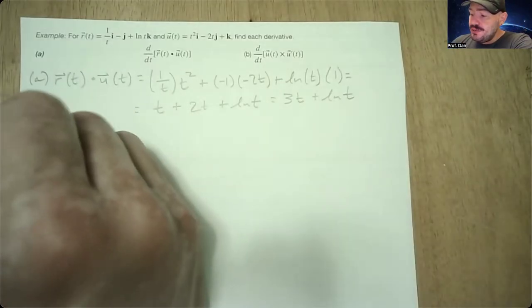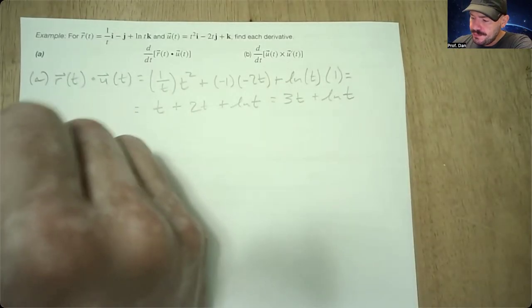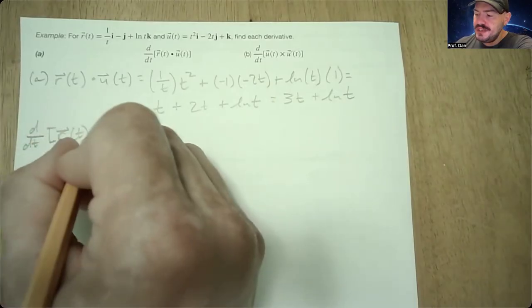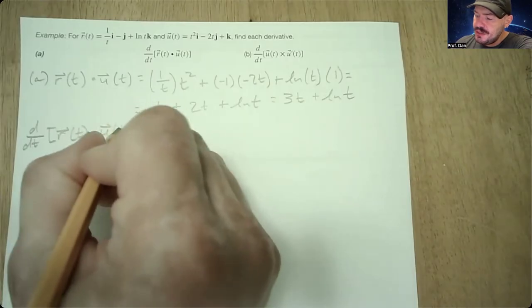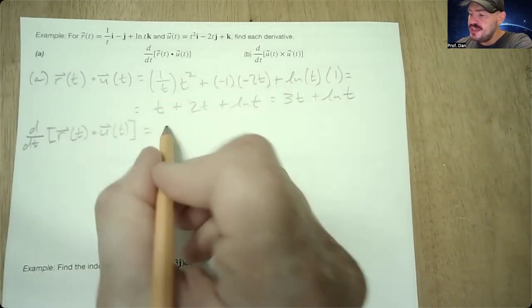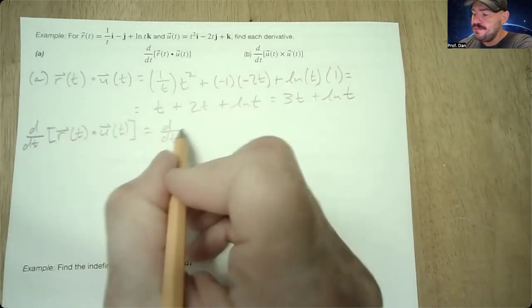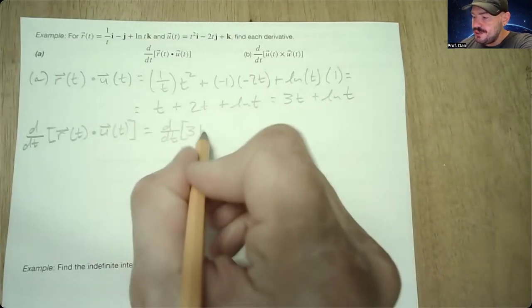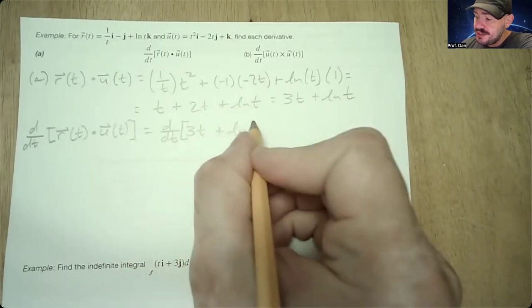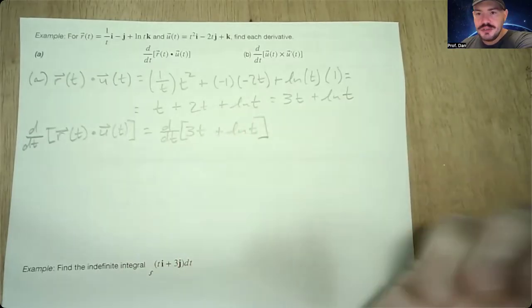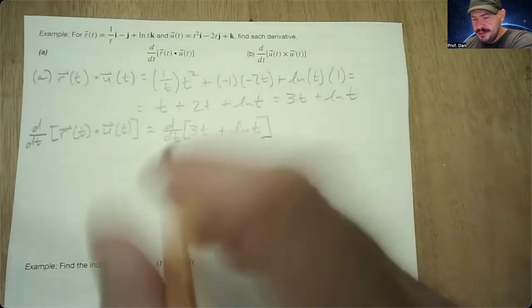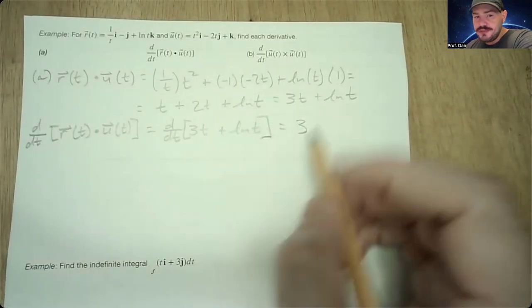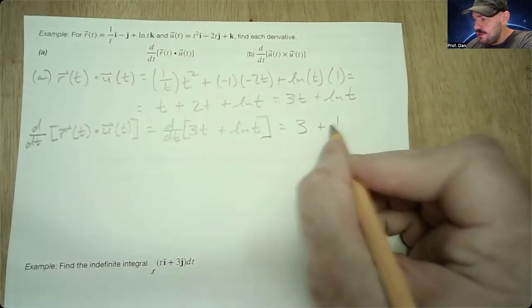Now, if I want to take the derivative of r of t dot u of t, I'm really just taking the derivative of this guy, 3t plus natural log t. So it basically reduces itself to a calculus 1 problem, right? Derivative of 3t, we get 3. Derivative of natural log of t, we get 1 over t.